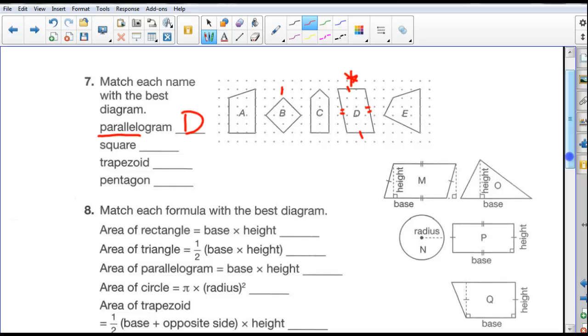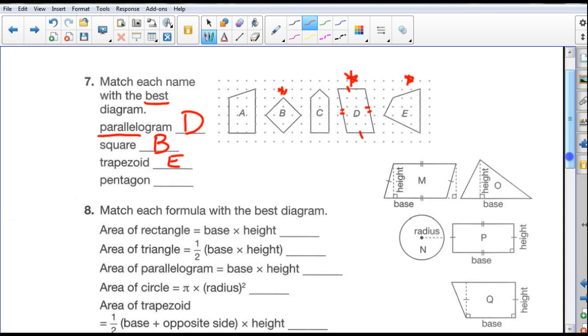A square. Well, there's our square right there. It's just turned on its side to look like a baseball diamond, but it's still a square. So I'd say the best one, because we want the best diagram, would be B. Trapezoid. Well, trapezoid could be A and E, but the best trapezoid is probably E right there. Okay, so I'm going to say it's going to be E.